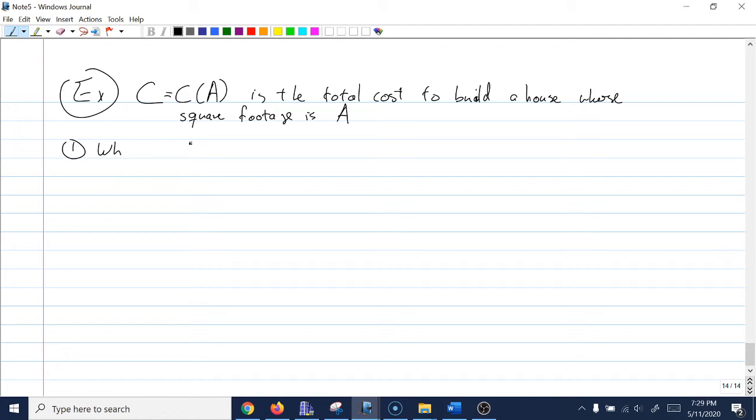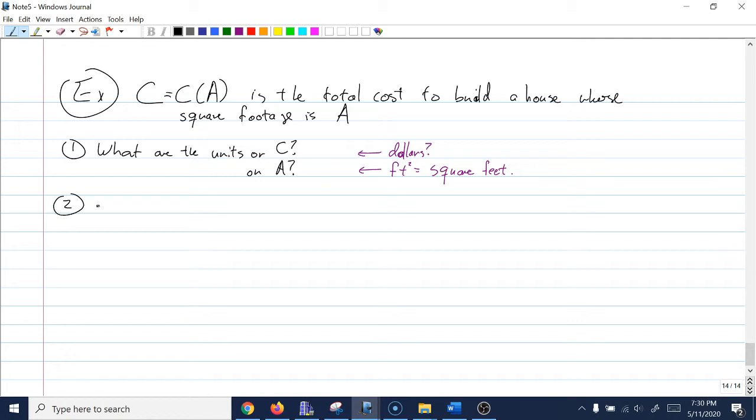What are the units on C and on A? Well, C was a cost. They didn't tell us what the units are, but it would be reasonable to assume that they're probably in dollars in this country. A is the square footage of a house. You measure square footage in square feet. Cool. Got the units on C, got the units on A.